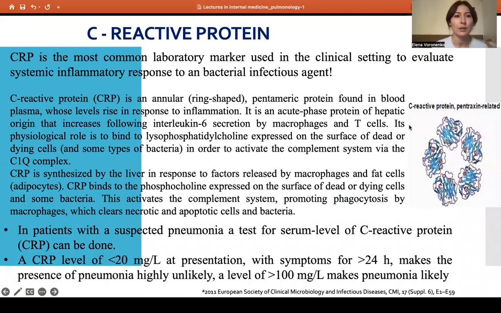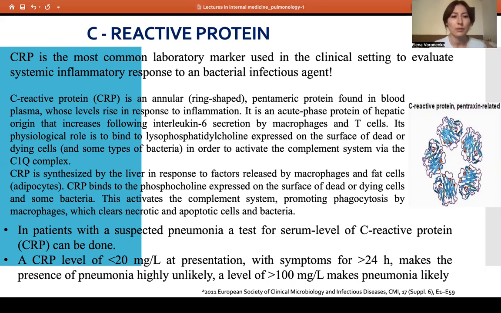C-reactive protein is the most common laboratory marker used in the clinical setting to evaluate systemic inflammatory response to a bacterial infectious agent. CRP is an annular pentameric protein found in blood plasma whose levels rise in response to inflammation. It's an acute phase protein of hepatic origin and increases following interleukin-6 secretion by macrophages and T cells.